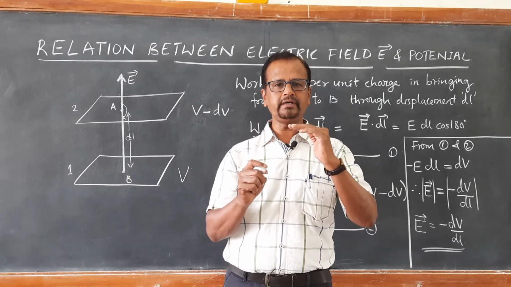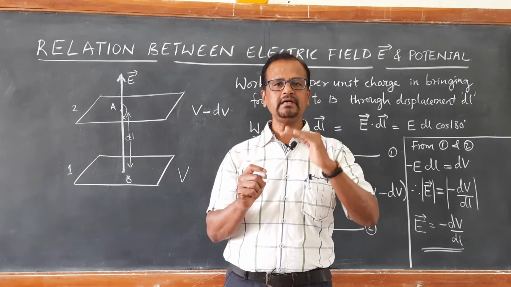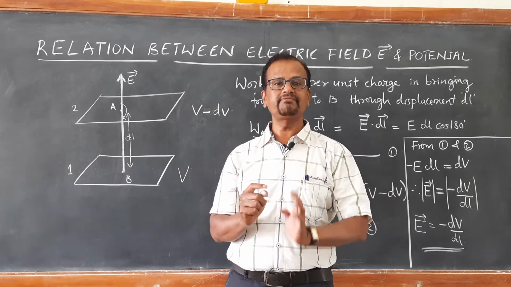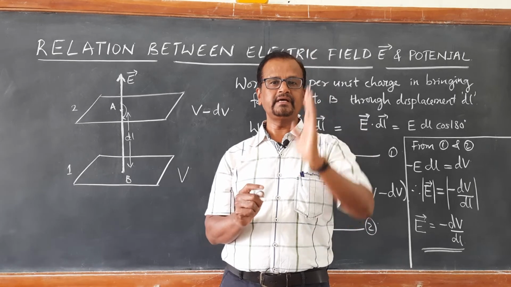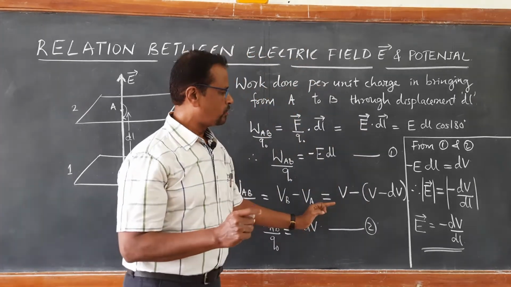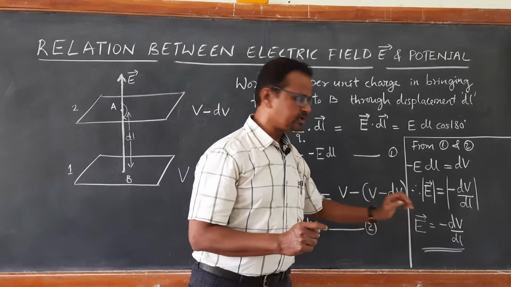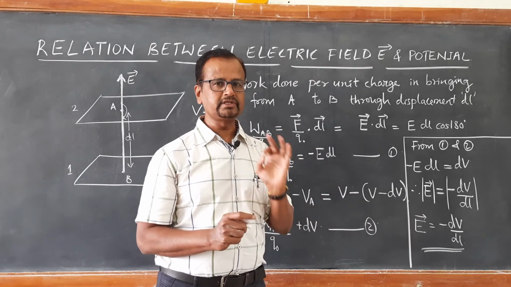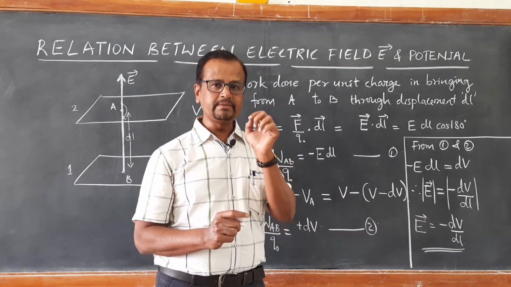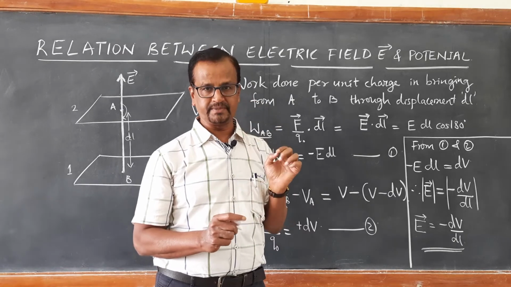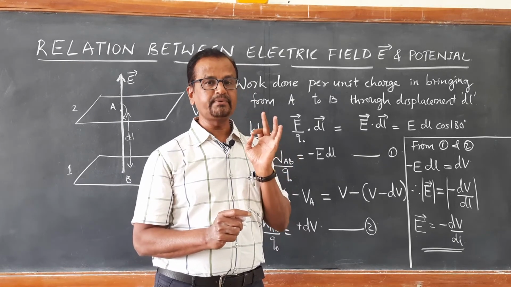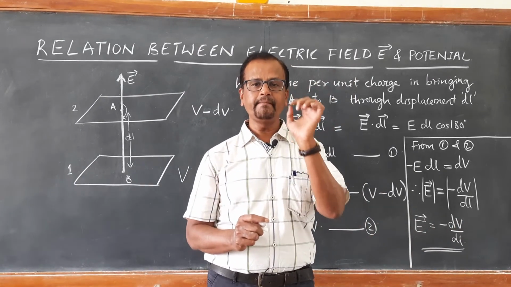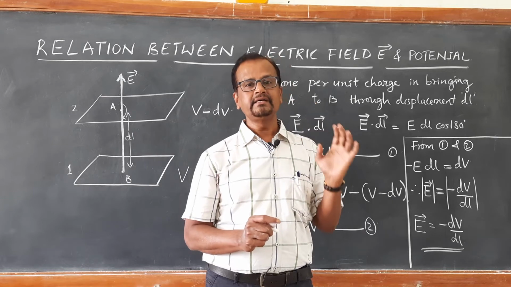From one point to another point, if you go perpendicular, there is a drop in potential, there is a decrease in potential. In that direction, the electric field is pointing, the electric field is directed. That is how we conclude from this equation. Electric field is negative potential gradient. The negative potential gradient means decrease in potential per unit displacement. You see, minus dV by dl means what? Decrease in potential per unit displacement is called electric field.